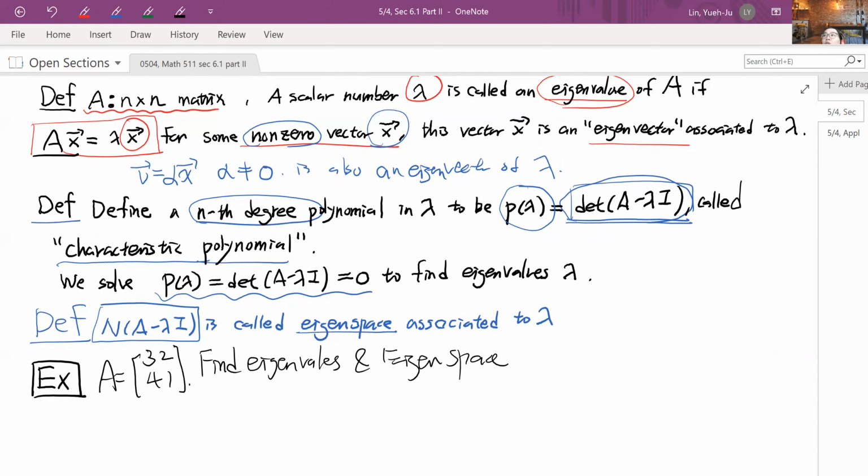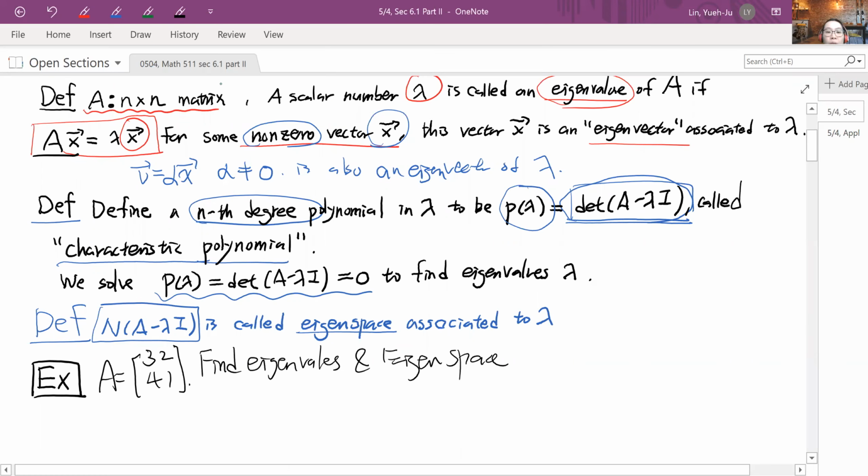Because it's a null space, you can imagine it's a subspace. So we should be able to express this subspace in terms of, say, the span of some basis vectors, depending on how you want to describe it. Okay, so that's the general scheme that we went through last time.